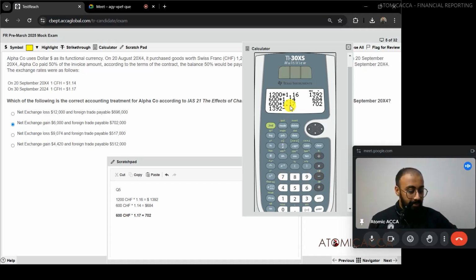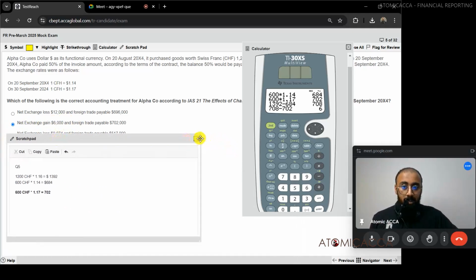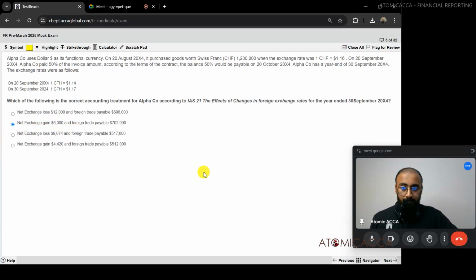1392 minus 684, that is equal to 708, was supposed to be the payables, but by the year end it is only 702. So 708 minus 702, the payables went down by 6000. So that's why we have a net exchange gain of 6000 over here. Hope this particular question is also clear. Let's move to the next one.